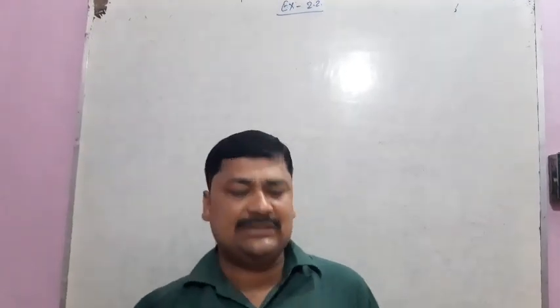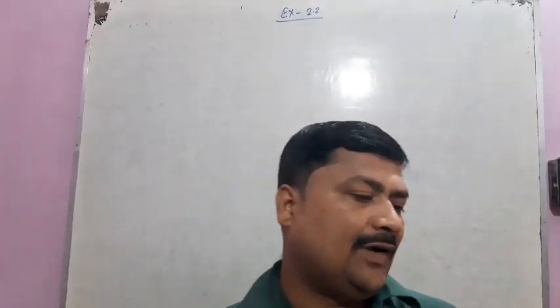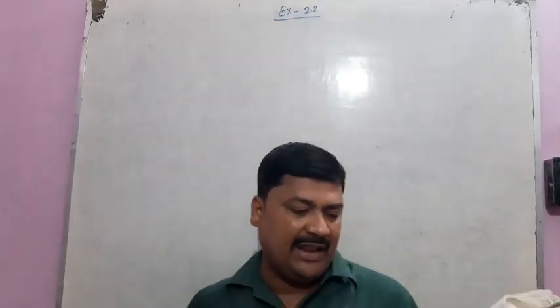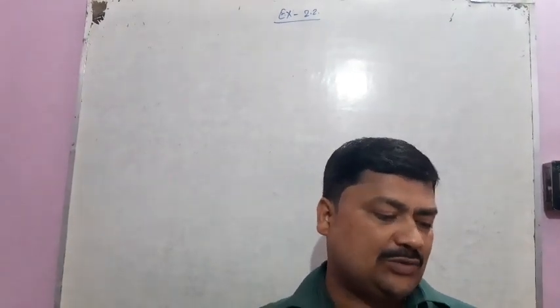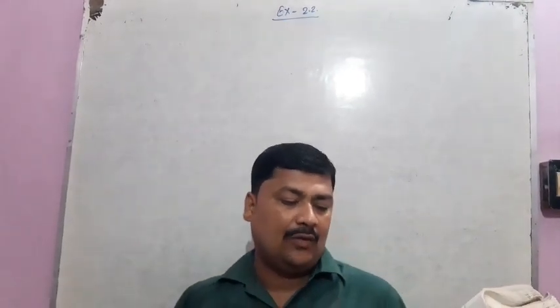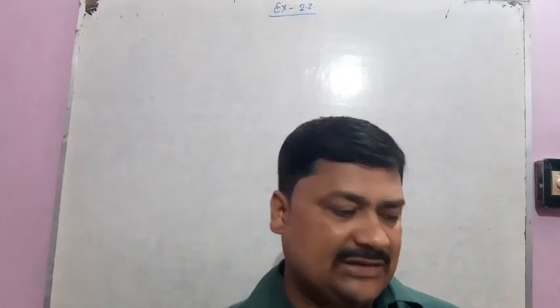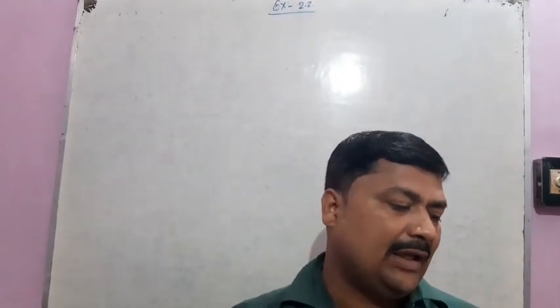We will solve exercise 2.2. In the first question of exercise 2.2, it is given: find the value of the polynomial 5x minus 4x square plus 3 when the values of x are different: x is equal to 0, x is equal to minus 1 and x is equal to 2. We have to solve it.